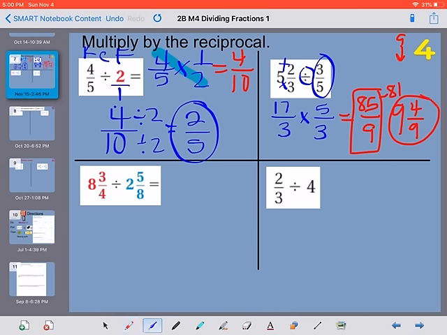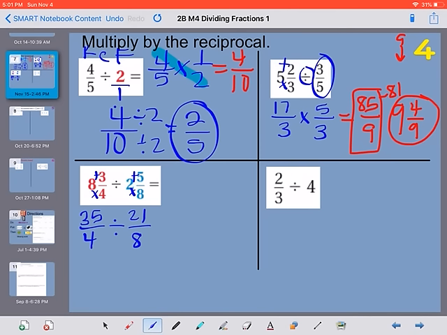Alright, next we have 2 mixed numbers we need to change to improper fractions before we can do anything. 8 times 4 gives us 32. 32 plus 3 more is 35. 35/4, divided by, I'm just going to write this out first, 8 times 2 is 16. 16 plus 5 is 21, so we have 21/8.